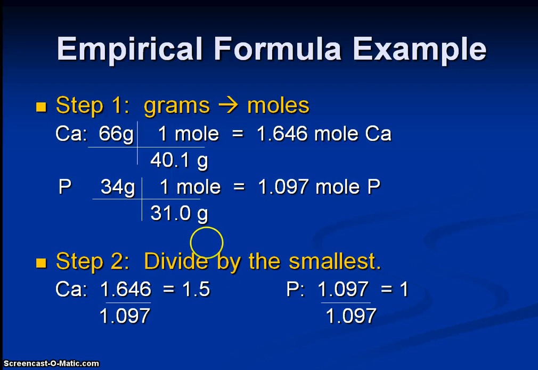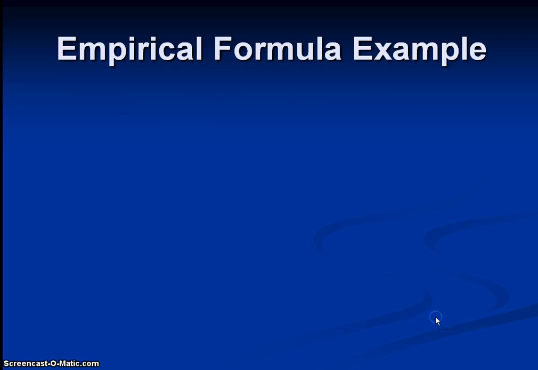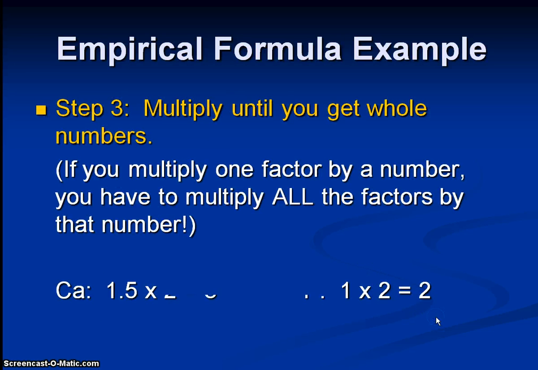So this is the case where we need to multiply the 1.5 by something to make it whole. And since 0.5 is the fraction 1/2, we can multiply this by 2 to make it whole. But keep in mind that these two are ratios, so if you do this one by 2, you also have to do phosphorus by 2 as well. So this is the case where you have that third step. 1.5 times 2 gives you 3, but you also have to multiply phosphorus by 2. So your final answer here is Ca3P2.